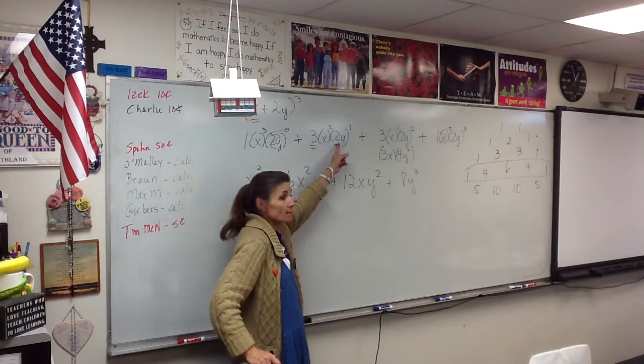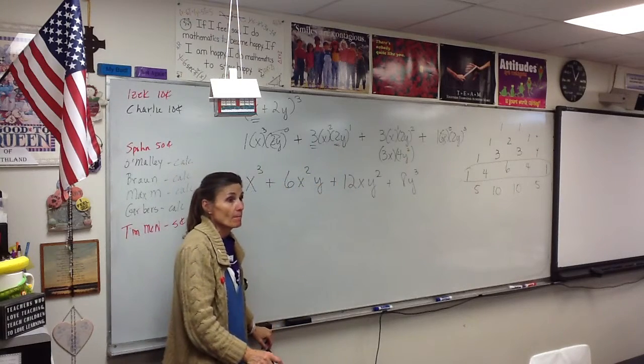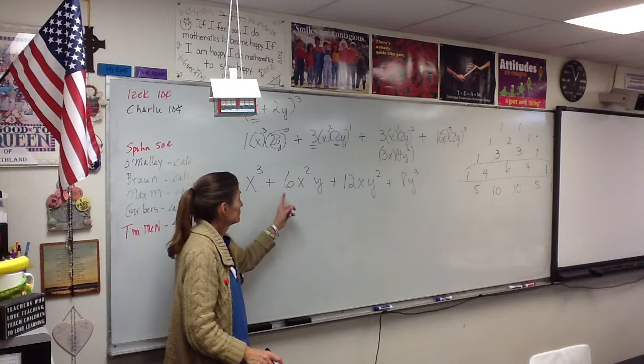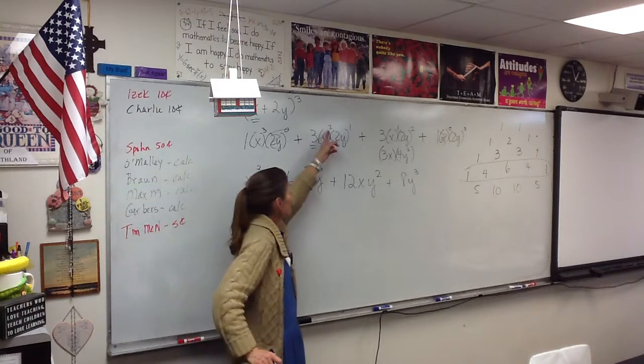Okay, the second term, why does that change to 6? Because it's 3 times 2. Right, but why is it not 6y? Never mind. It's x squared y. I get it. There's x squared and there's a y.